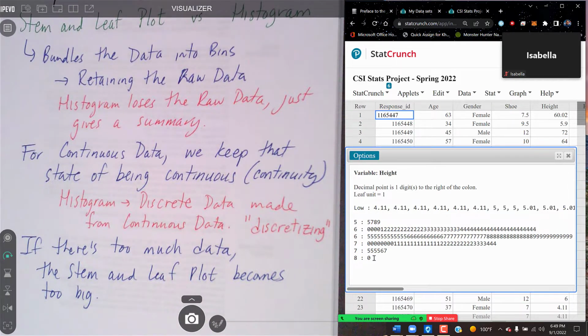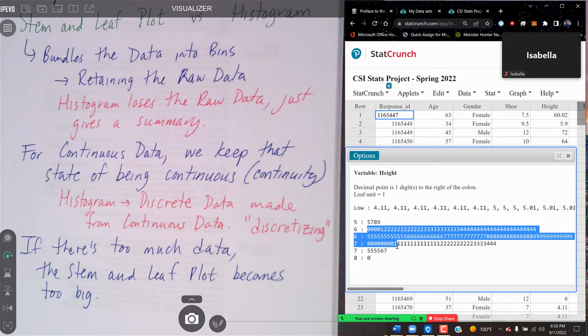6'8" is pretty tall. A former student of mine. I know who it is. 48 would be 4 feet tall. 5 feet tall is 60. So these are under 5 feet tall. But we've got a lot of people in that 5 foot range. 60 up to 72 is 5 foot to 6 foot. There's a lot of people in that range.